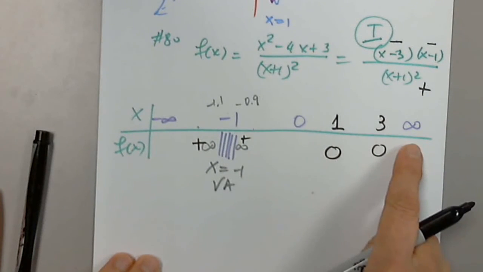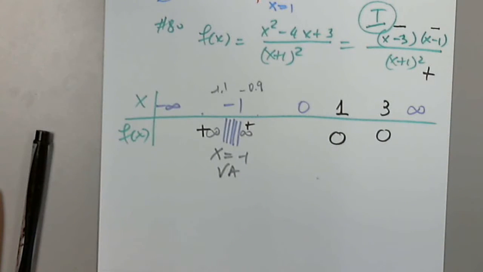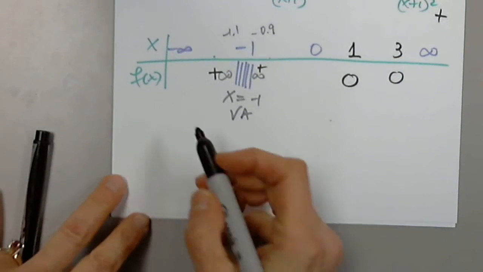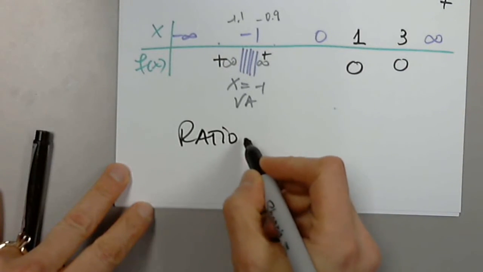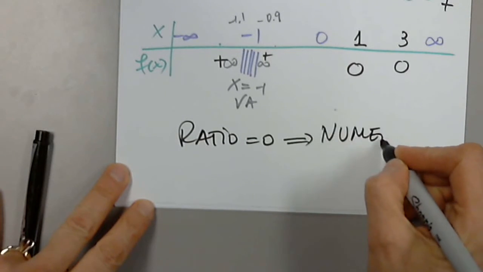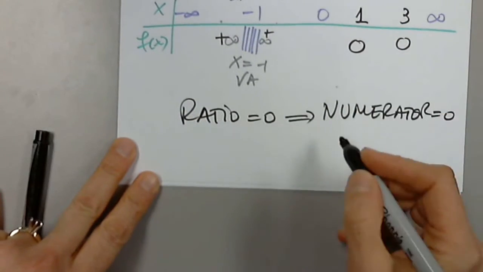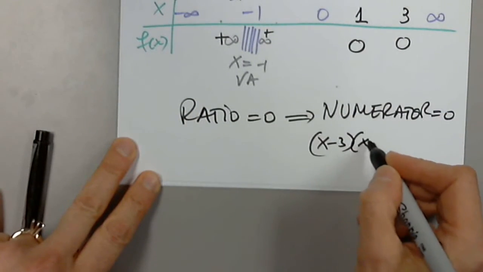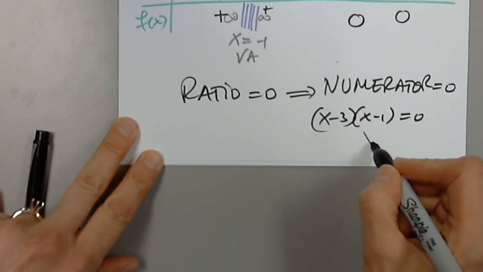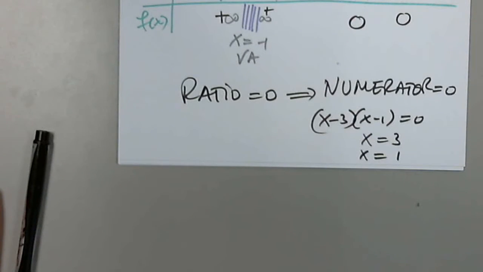Be careful where you put them in the chart. They have to be to the right of 0. What was that statement you made again? You said when something is 0. A ratio is 0 only when the numerator is 0. Our numerator here is x minus 3 times x minus 1 set equal to 0, which means x equals 3 and x equals 1. Is this okay? Everyone? Perfect.